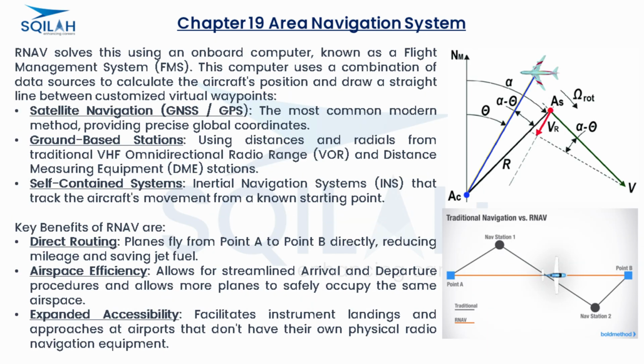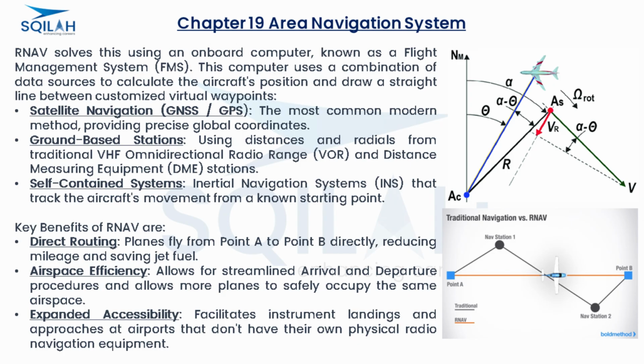R-NAV solves this using an onboard computer, known as a flight management system, FMS. This computer uses a combination of data sources to calculate the aircraft's position and draw a straight line between customized virtual waypoints. Satellite navigation, GNSS/GPS: the most common modern method, providing precise global coordinates. Ground-based stations, using distances and radials from traditional VHF omnidirectional radio range, VOR, and distance measuring equipment, DME, stations. Self-contained systems: inertial navigation systems, INS, that track the aircraft's movement from a known starting point.